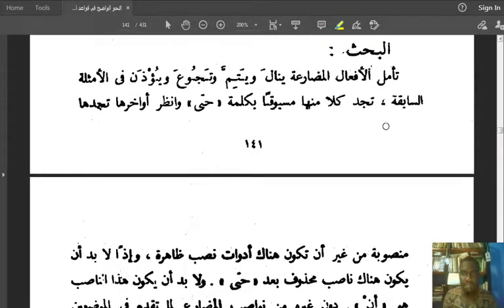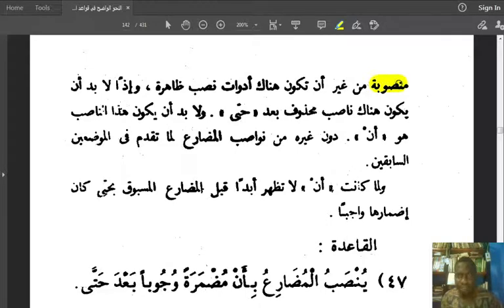Nothing new, nothing much. He says: تأمل الأفعال المضارعة, ponder over these verbs, ينال, يتم, تجوع, يؤذن, في الأمثلة السابقة, in the previous examples. تجد كلا منها مسبوقا بكلمة حتى, you find each of these present tense verbs preceded with the word hatta. Look at its endings, you find it fatha, fatha, fatha, so they are all منصوبة. So he says here تجدها منصوبة من غير أن تكون هناك أدوات نصب ظاهرة, without there being an apparent article of nasb.